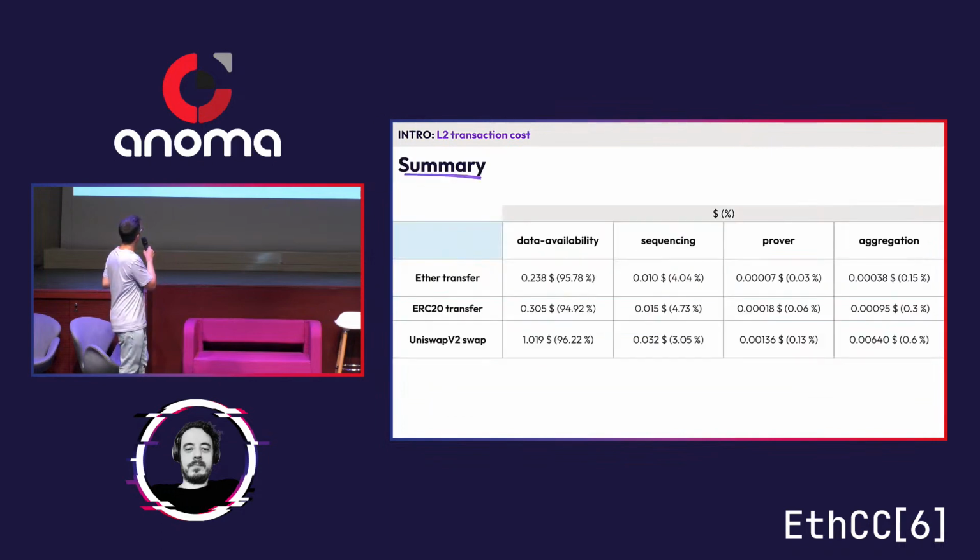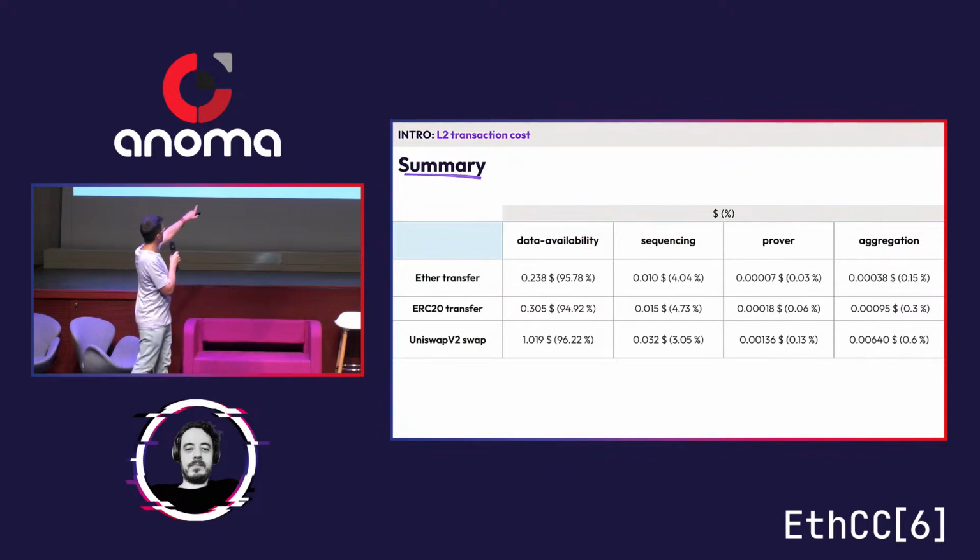So basically, those are the numbers. Okay, I just did some measurements, and here I show the Ethereum transfer, ERC20 token transfer, and a swap in Uniswap version 2, which are quite common Ethereum transactions. And you can see here that 95% of the layer 2 transaction cost goes to data availability. And this is very important.